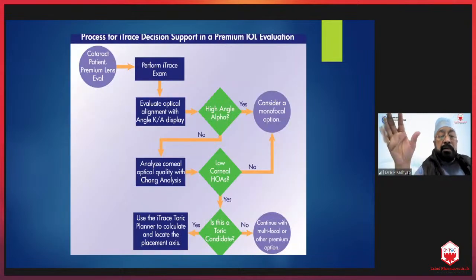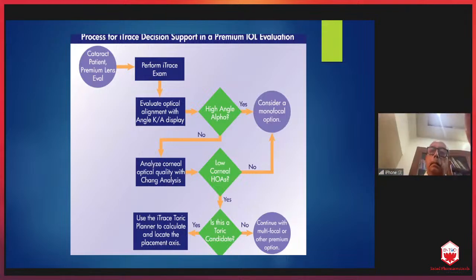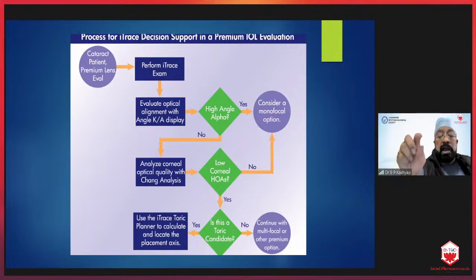In other words, if the patient wants to go for premium lenses, perform the iTest examination and try to find out whether there is a high angle alpha. If there is a high angle alpha, do not consider the premium option. If it is normal, there is no high angle alpha, then you analyze corneal optical quality.